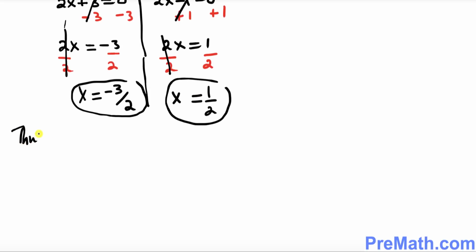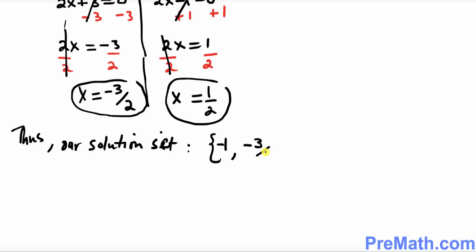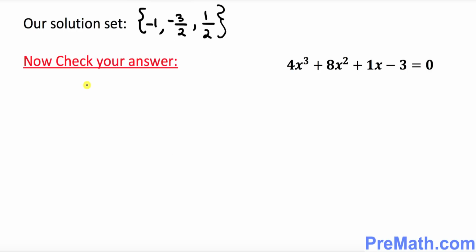So our solution set is: negative 1 that we figured out from the previous steps, and then we have negative 3 over 2, and finally 1 over 2, and those are our solutions. And finally, we want to check our answers.